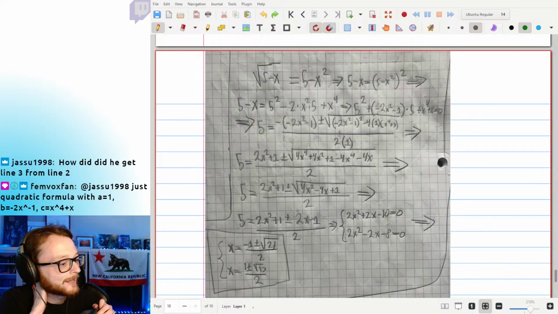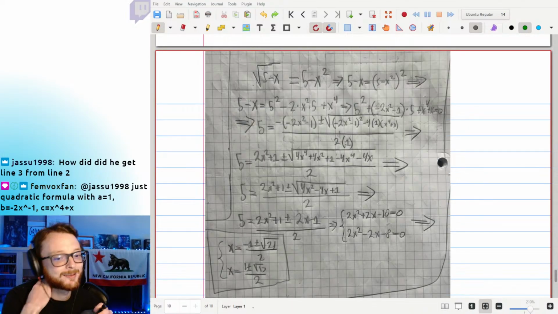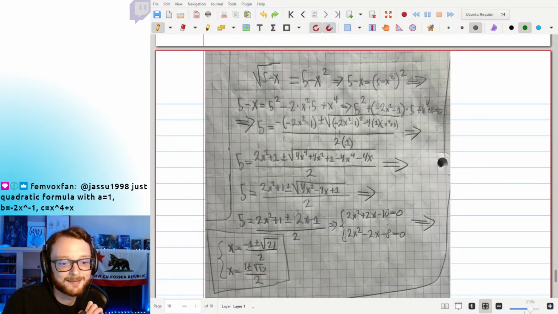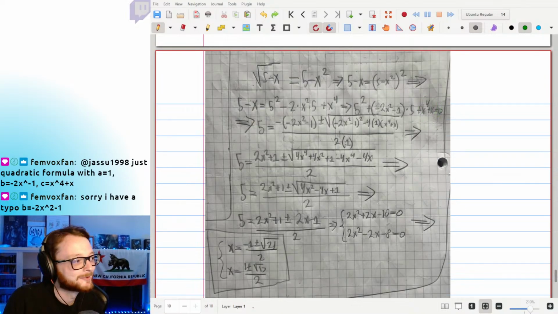If you involve an x to the fifth, I mean, I wonder what powers of x this would work for. Because this does turn out nicely with the discriminant being a perfect square. If that wasn't true, this could get a lot uglier.